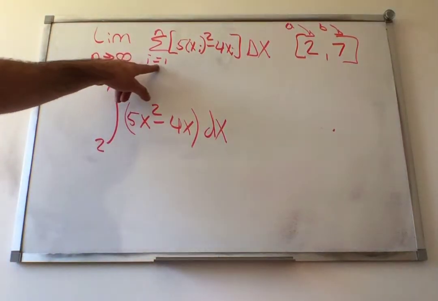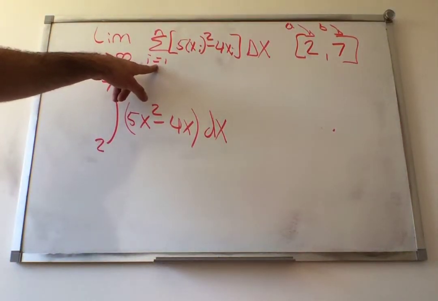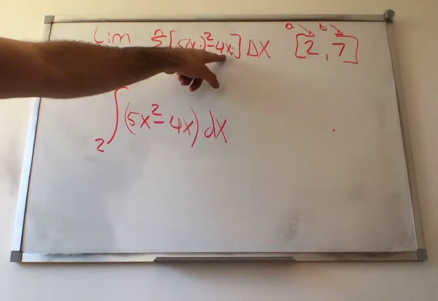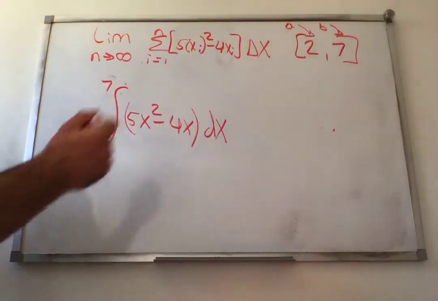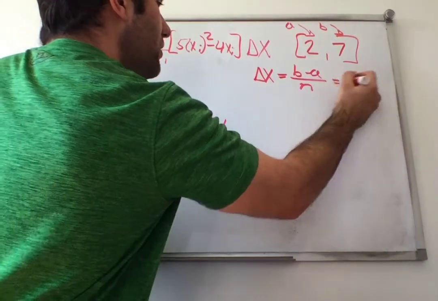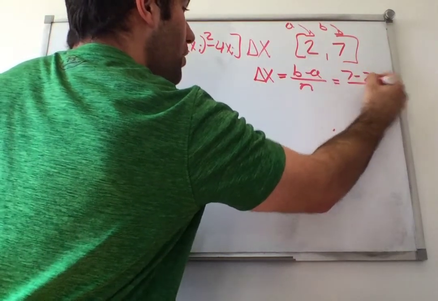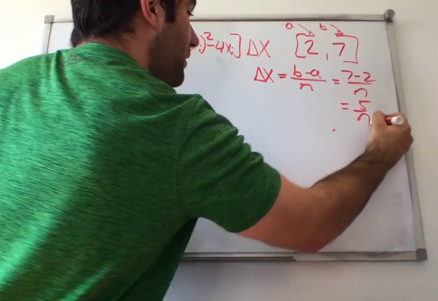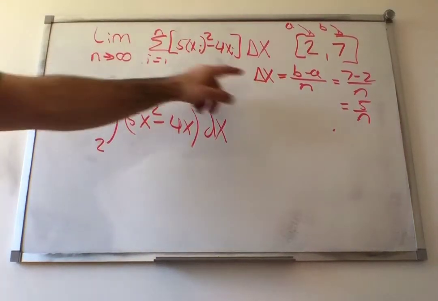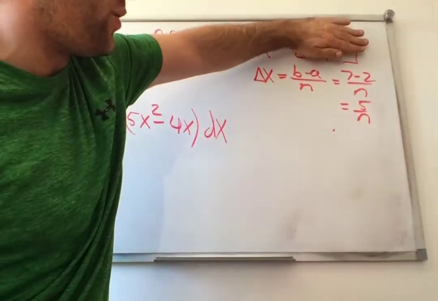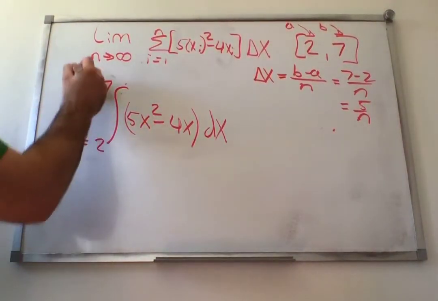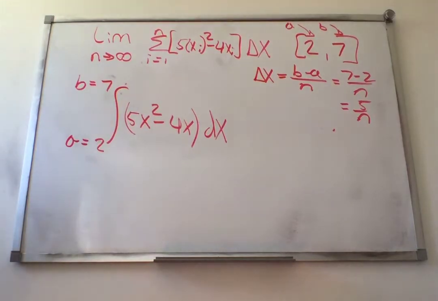Like I said, this first piece is pretty standard, so you just write that, and then you write the functions. Everywhere you see an x, you just replace it with an x sub i. But then usually you have to say what your delta x is. Delta x is b minus a over n. So b minus a, that's 7 minus 2 over n, or 5 over n. So when you're going backwards, don't forget to say what your delta x is, because you're usually not told that. You got to get that from here and here. This is your a. There's your b.